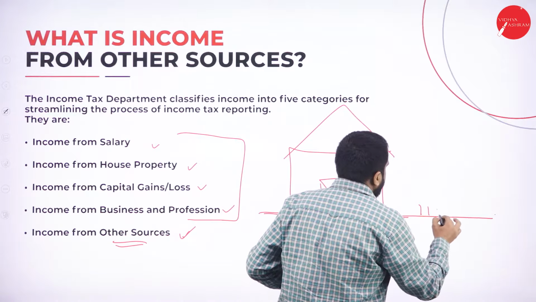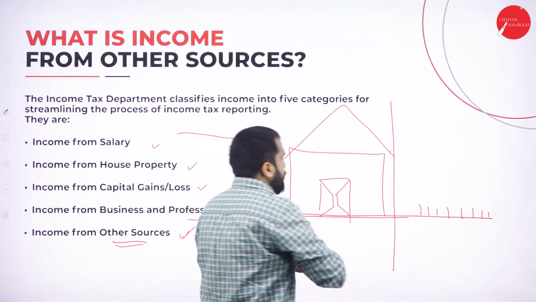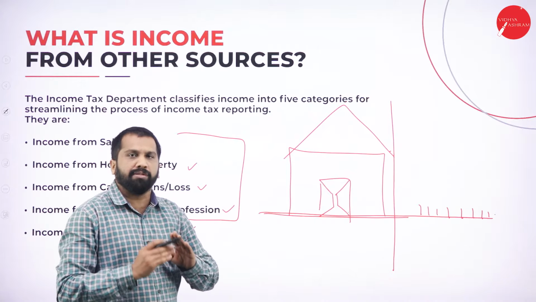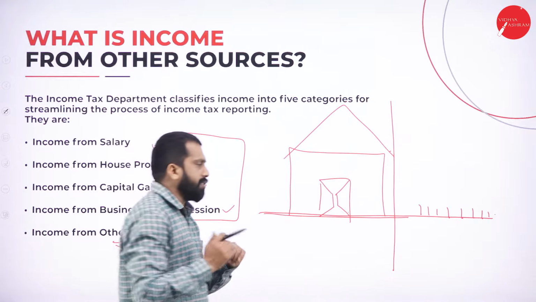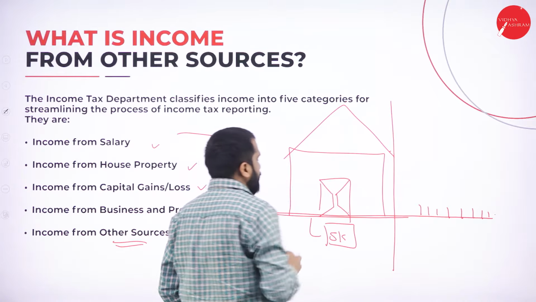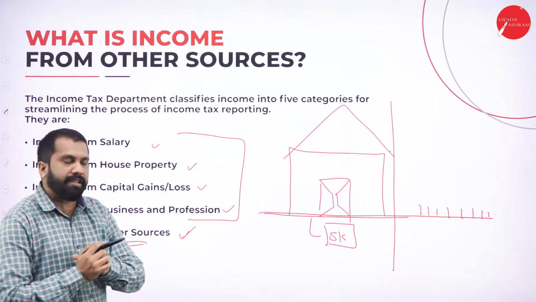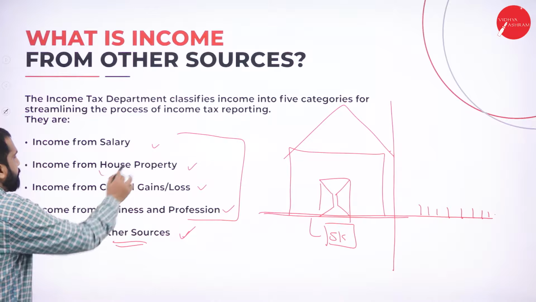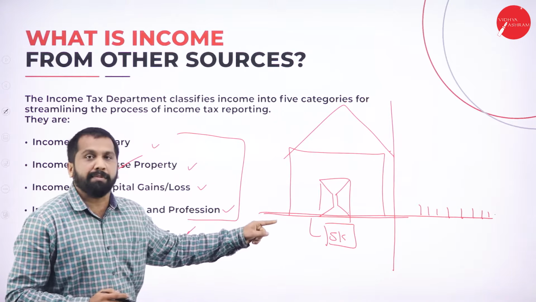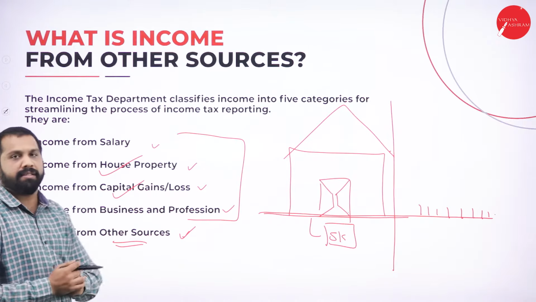This land is still vacant. Now, the land you have divided, and on one side you have constructed a small house and given it for rent. What is the rent? Per month you will get 5,000. Whatever rent you get from that house, we call it income from house property. If you sell this house, it will become income from capital gain.